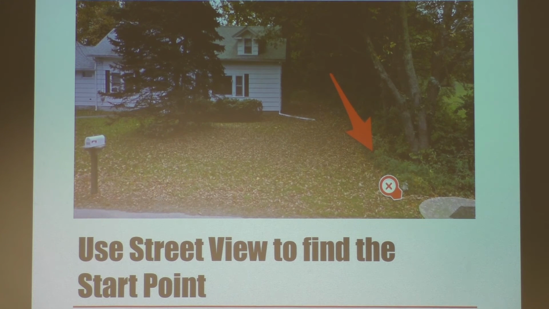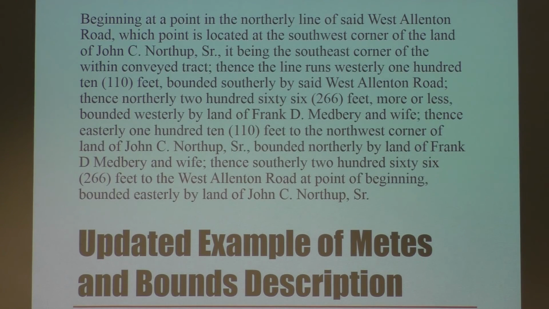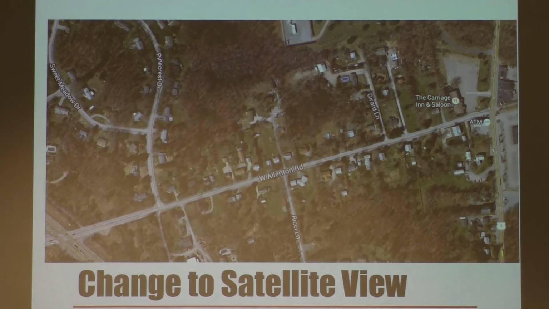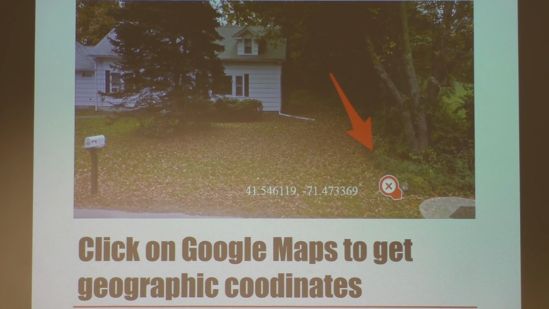Is the start point mentioned in deeds or anything like that? Yeah, it's on your handout, but we'll go back real quick, and it says, beginning at a point on the northerly line of West Ellington Road, which is located at the southwest corner of the land of John C. Northwood. Okay, so basically, since we've identified the parcel, we know the next door neighbor, and we know that that's the property point where we're starting. Now, one advantage of using Google Maps is I can click on that starting point and it will automatically give me the geographic coordinates.